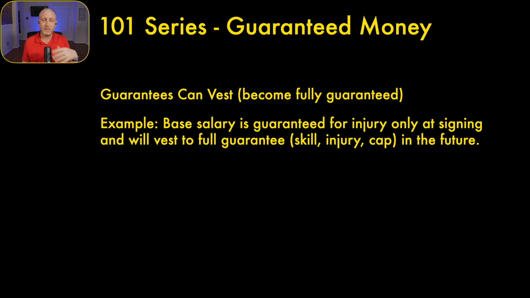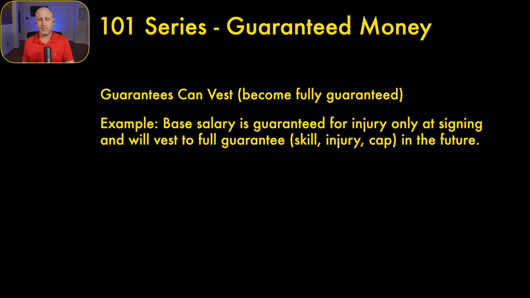Guarantees can vest, become fully guaranteed. A lot of times you'll see big market contracts have fully guaranteed money and then some injury guarantee that will vest into a full guarantee. So let's say, for example, the player signs a 4-year deal, and the first 2 years, his base salary is fully guaranteed for skill, cap, and injury. But the third year at signing is protected for injury only.